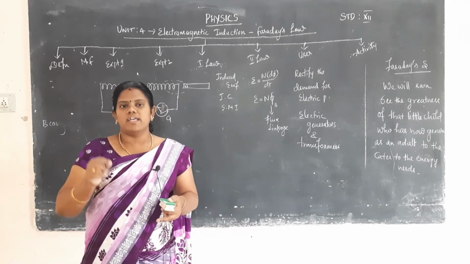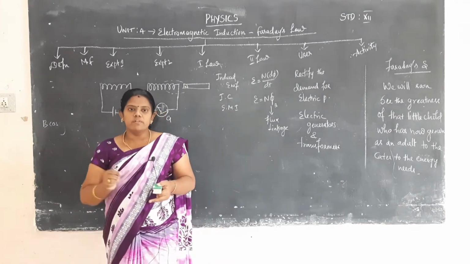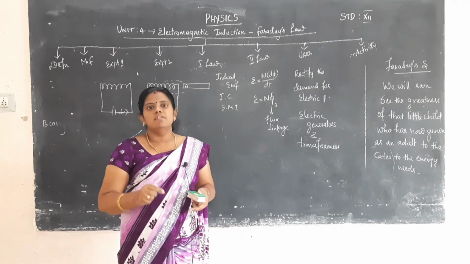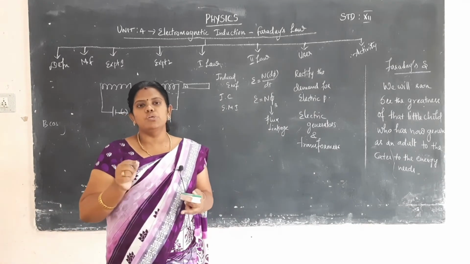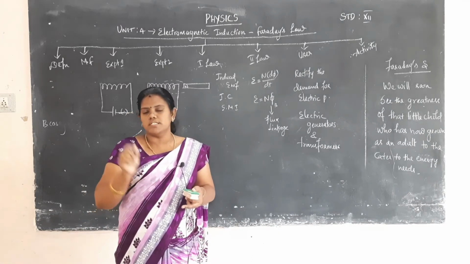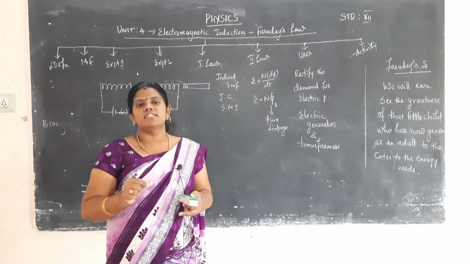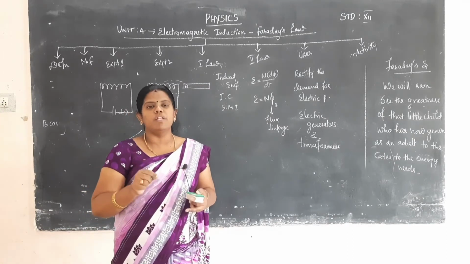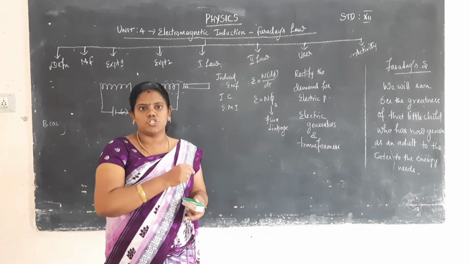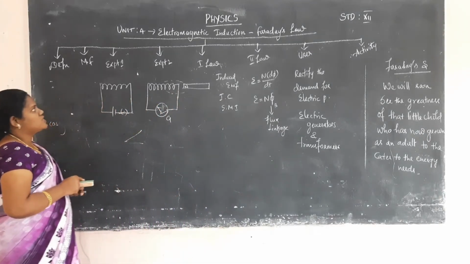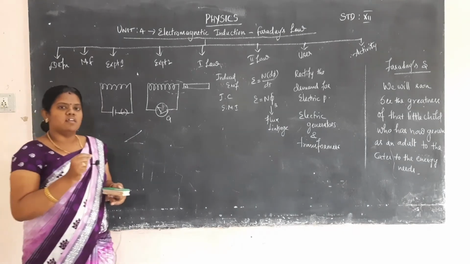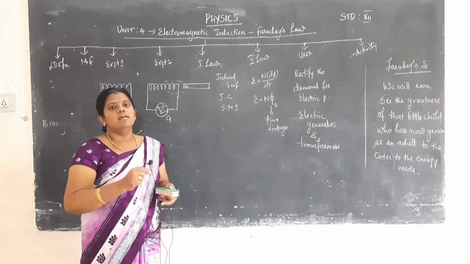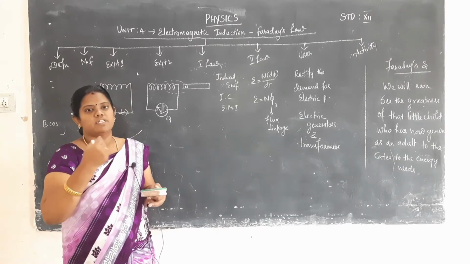Again, what is Faraday's first law? Whenever the magnetic flux linked with the coil changes, an EMF is definitely induced in the circuit, and a current is induced in the circuit. That is called induced EMF and induced current, and the phenomenon is called electromagnetic induction. That is called Faraday's first law. This process goes on as long as the magnetic flux linked with the coil keeps changing.